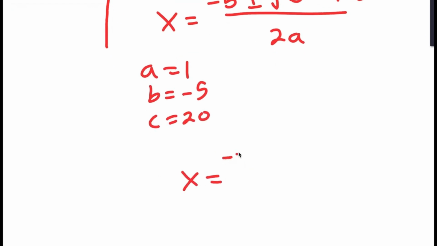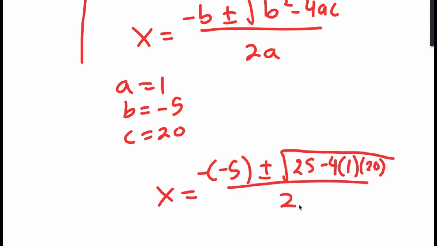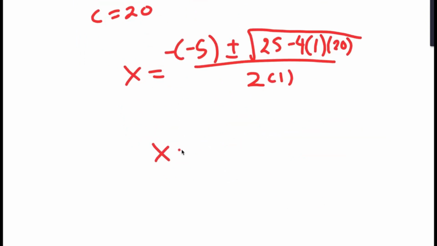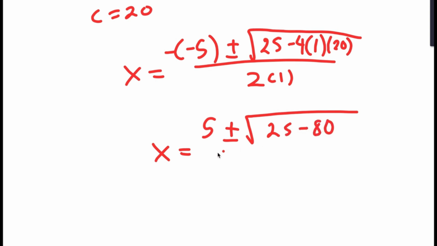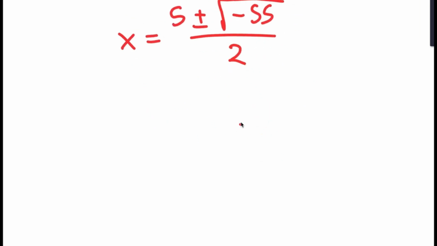So I get x is equal to negative of negative 5 plus or minus the square root of b squared, which is negative 5 squared, which is 25, minus 4 times a, which is 1, times c, which is 20, all over 2a, so 2 times 1. And this is equal to 5 plus or minus the square root of 25 minus 80 over 2, which is equal to 5 plus or minus the square root of negative 55 over 2.